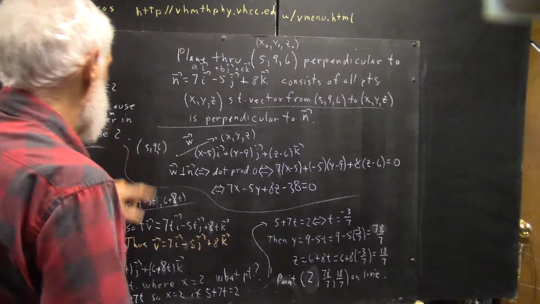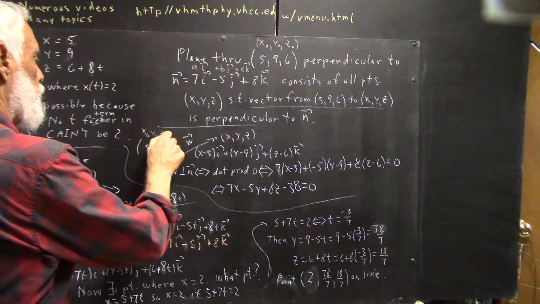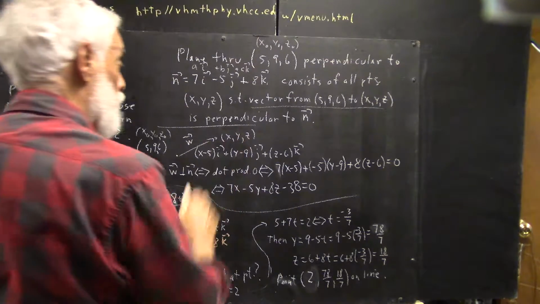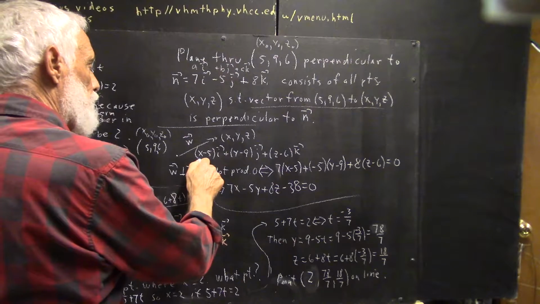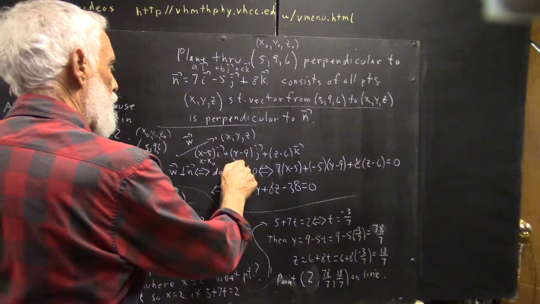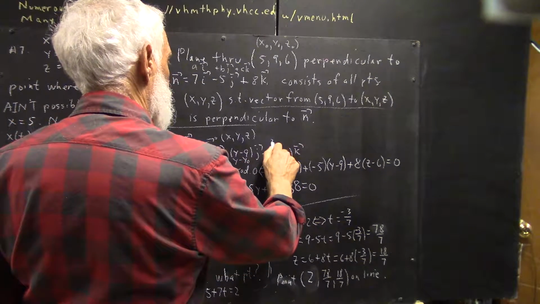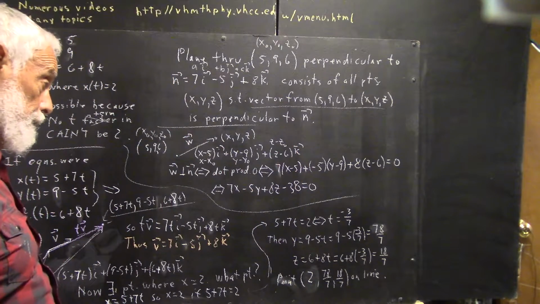So that takes this point here. This becomes x naught, y naught, z naught. This point is still x, y, z. Now this x minus 5 here becomes x minus x naught. And the y minus 9 becomes y minus y naught, and the z minus 6, I'm going to have to put it up here, becomes z minus z naught.